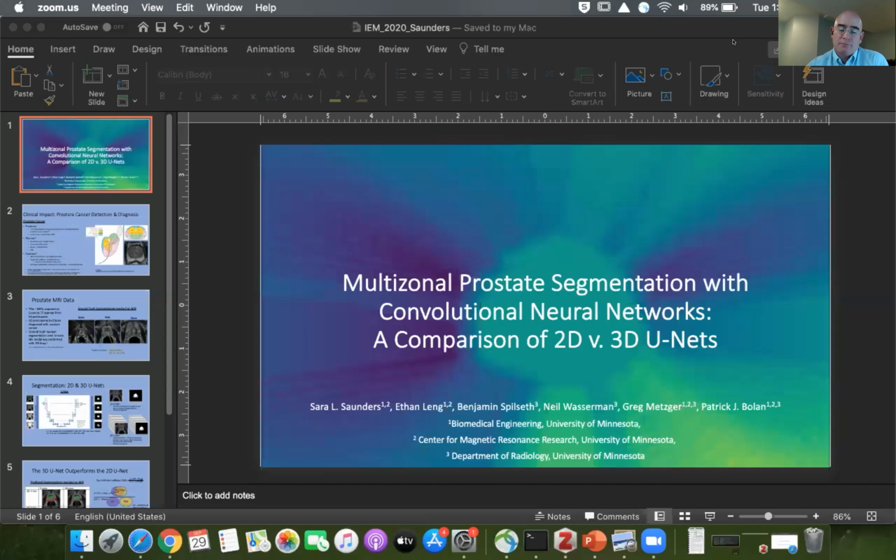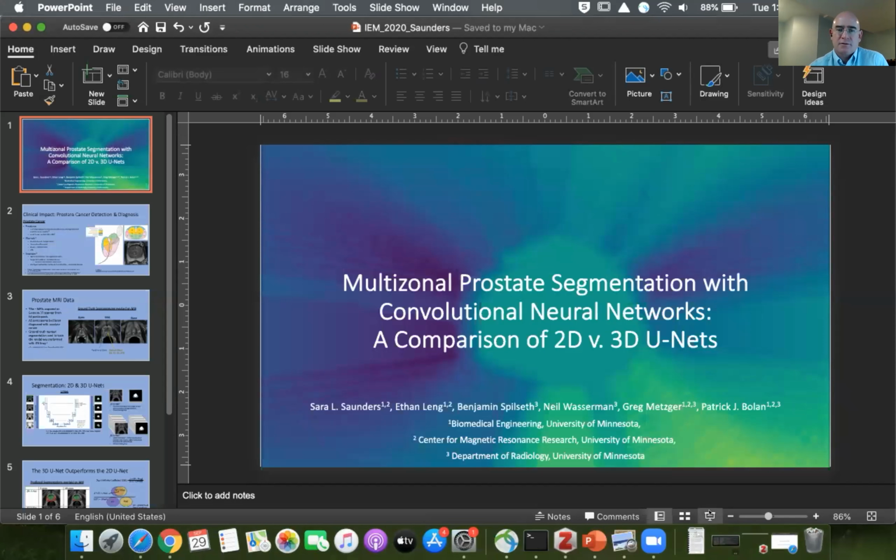Just 1 second. Her presentation is multi-zonal prostate segmentation with convolutional neural networks, a comparison of 2D versus 3D UNets.